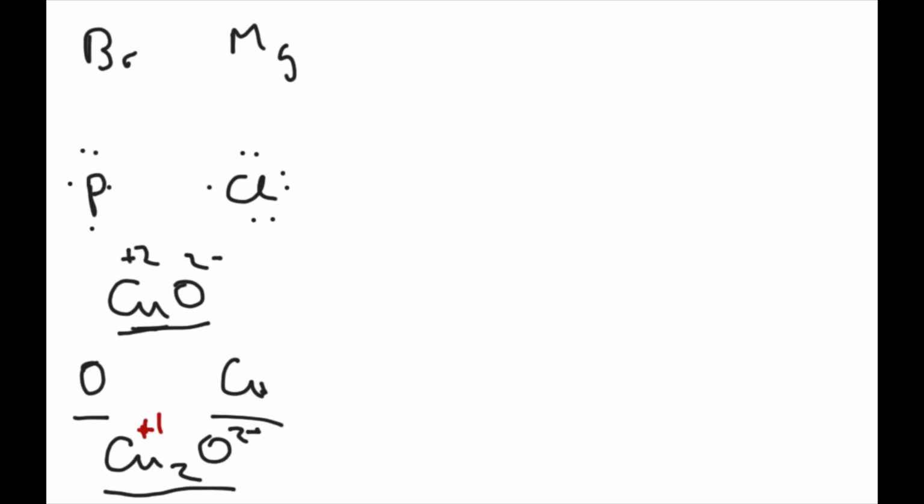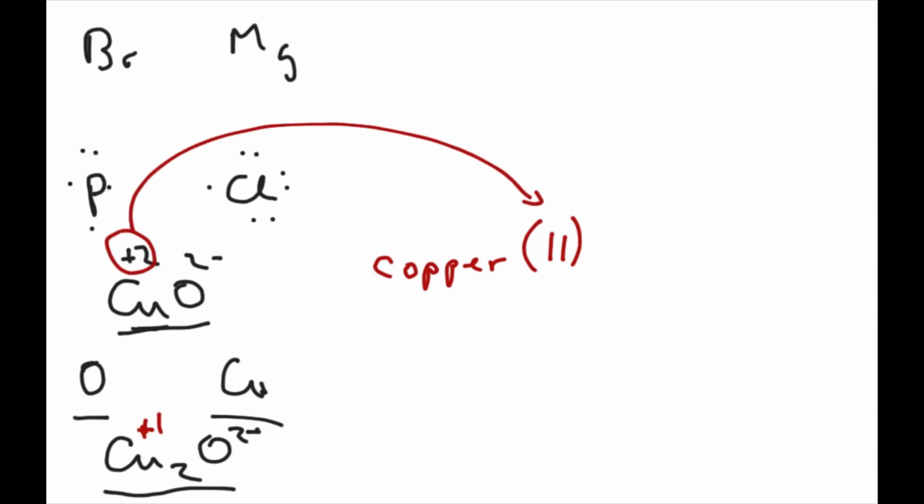So now we have to find out different ways of naming it. And the first one is just using the name copper, so the actual metal's name, and in brackets we're going to put Roman numerals, the charge of the metal. So in this case it was +2, and we're going to use the Roman numeral 2. And the final word is oxide.